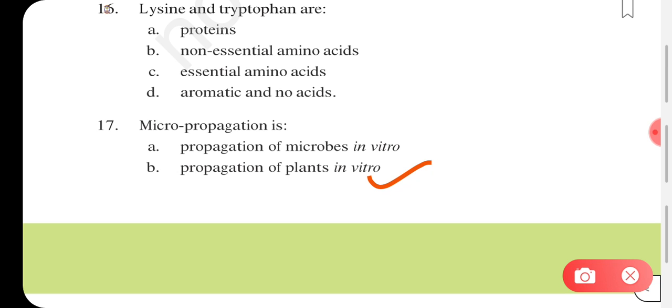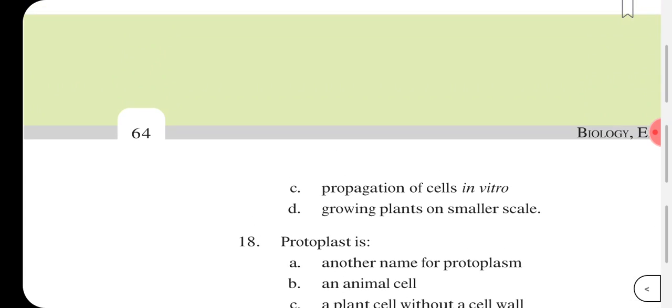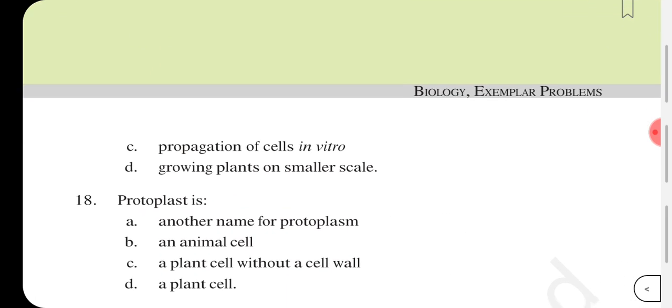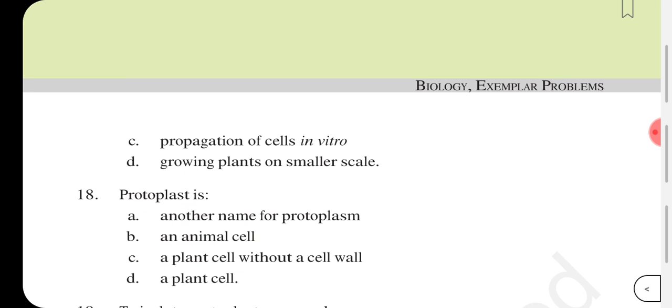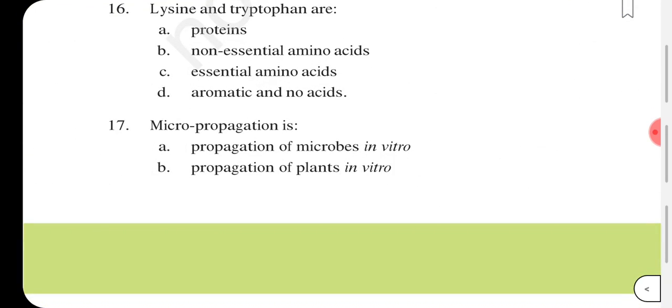Fine. Other two options given are propagation of cell in vitro, no, and growing plants on smaller scale. Anyways, so what is micropropagation? Propagation of plant cells, okay, in vitro condition.